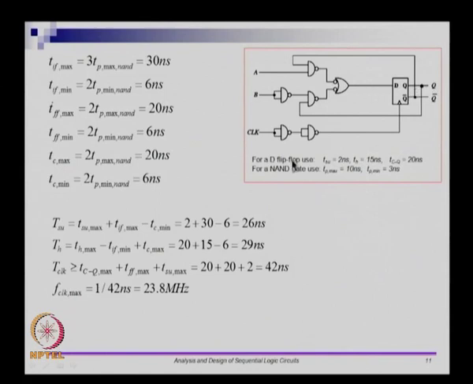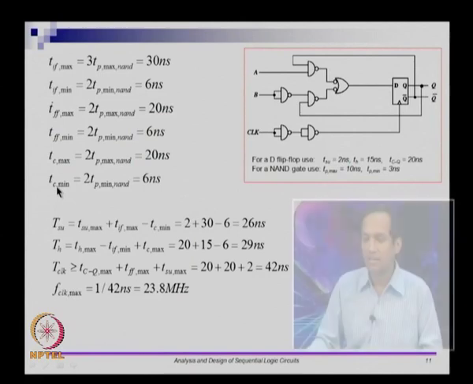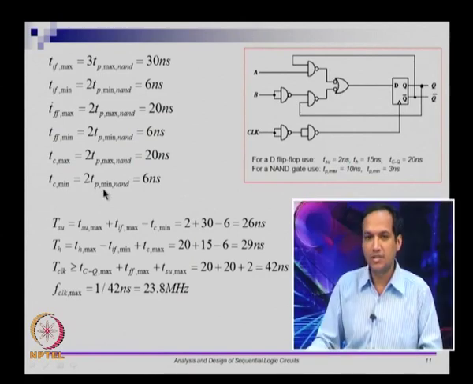Let us do the analysis of this. Any change in CLK is going to take some time to appear as CK, and that happens to be two NAND gates in the path. For the NAND gates used, TP max is 10 nanoseconds and TP min is 3 nanoseconds, which means the largest propagation delay is 10 nanoseconds and the smallest is 3 nanoseconds. So TC min is 2 times TP min of the NAND gate, so 2 times 3 is 6 nanoseconds, and TC max is 2 times TP max of the NAND gate, that is 2 times 10, which is 20 nanoseconds.